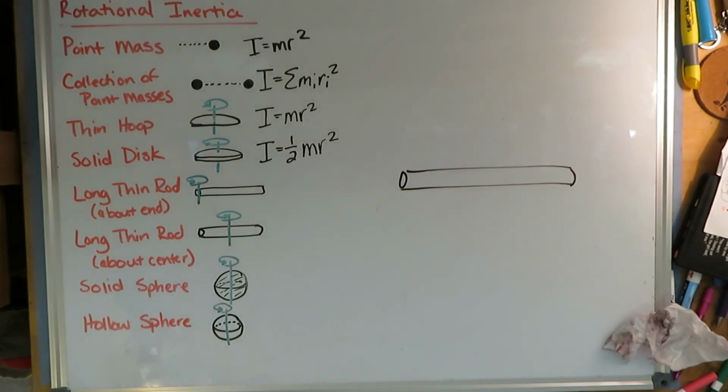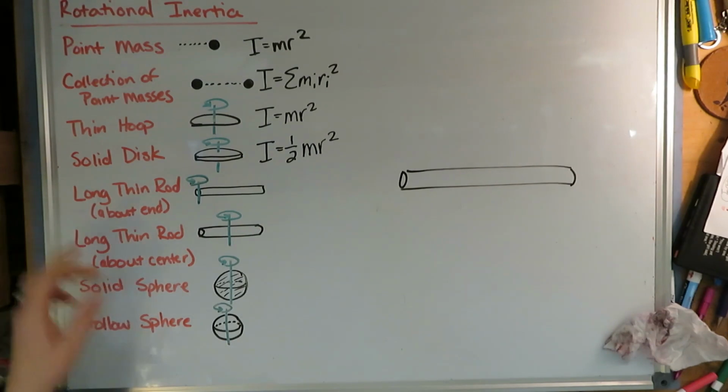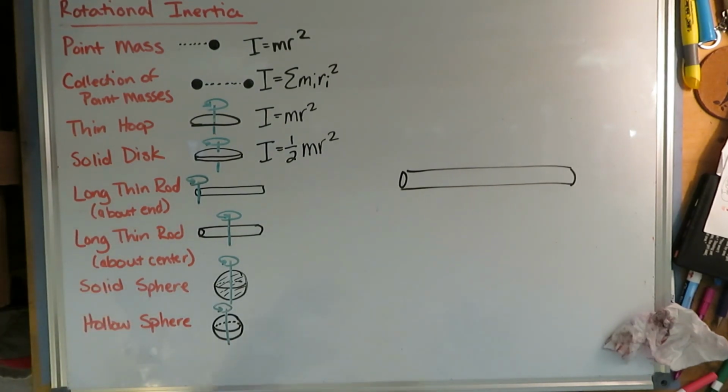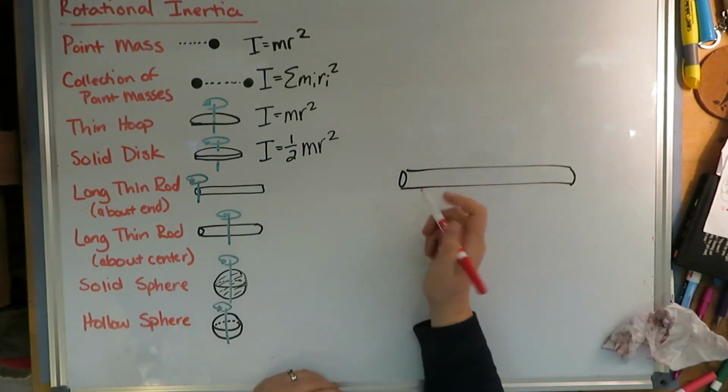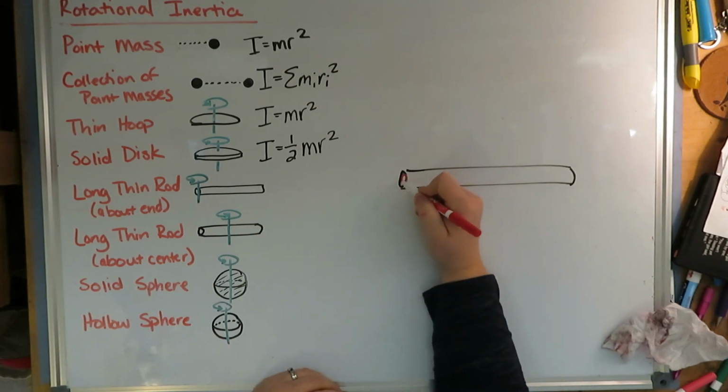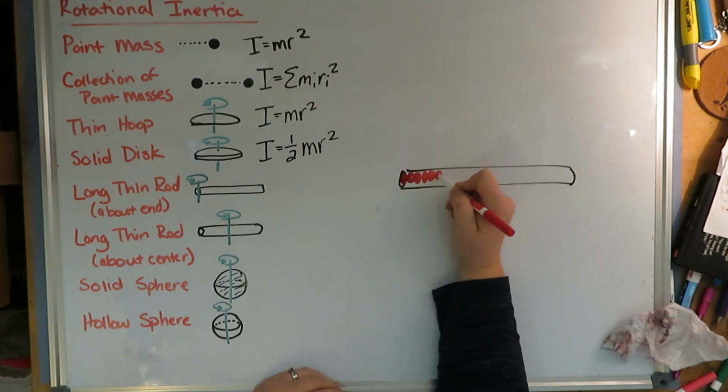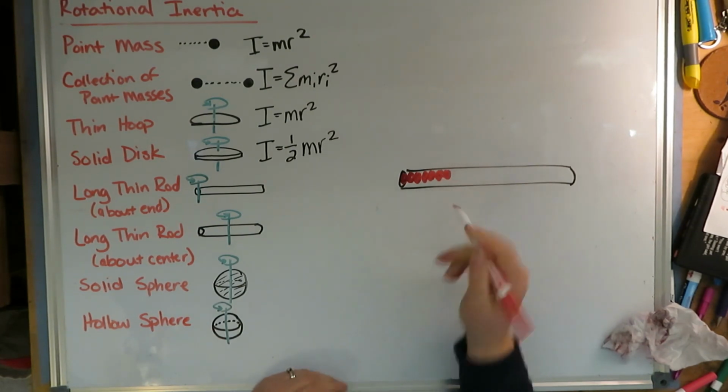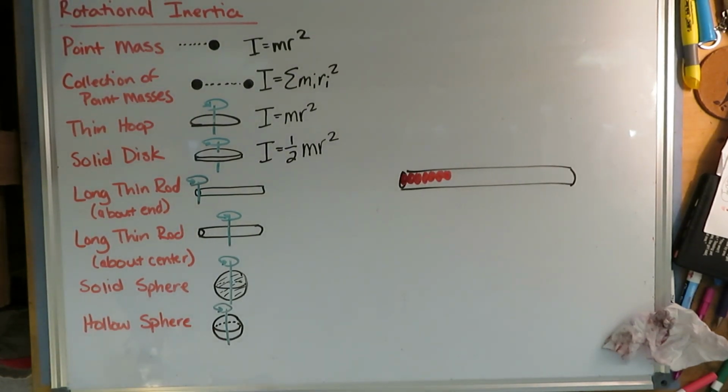So the next shapes are going to be the rods. It's a long, thin rod. By describing it as a long, thin rod, we're essentially assuming that the thickness doesn't matter. So I could consider this rod to be a collection of point masses. Where I rotate this rod matters.